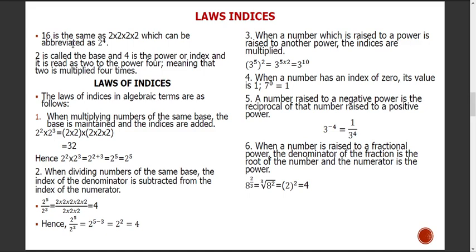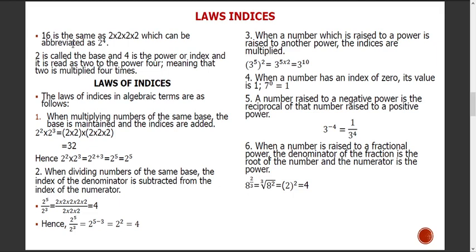Law number 6 is that when a number is raised to a fractional power, the denominator of the fraction is always the root of the number and the numerator is the power. An example is if we have 8 to power 2 out of 3. The denominator of the power is 3, so we are getting the cube root of 8, but 8 is raised to power 2. So what is the cube root of 8? That is 2, and then 2 to power 2 is 4. So the denominator is the root and the numerator is the power.